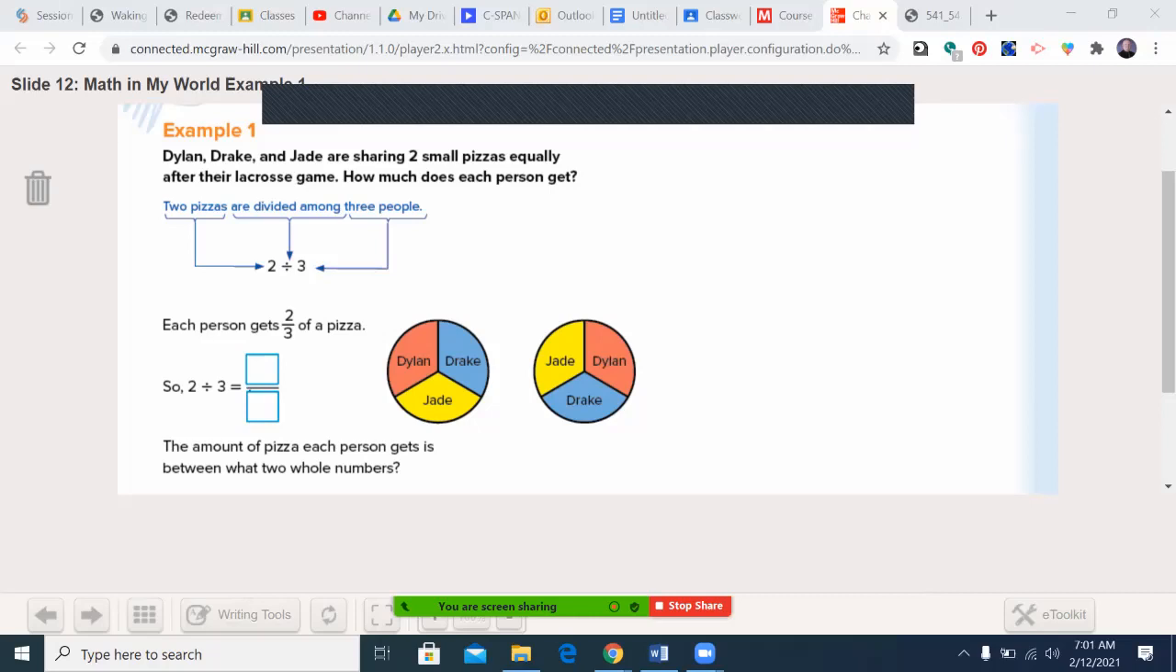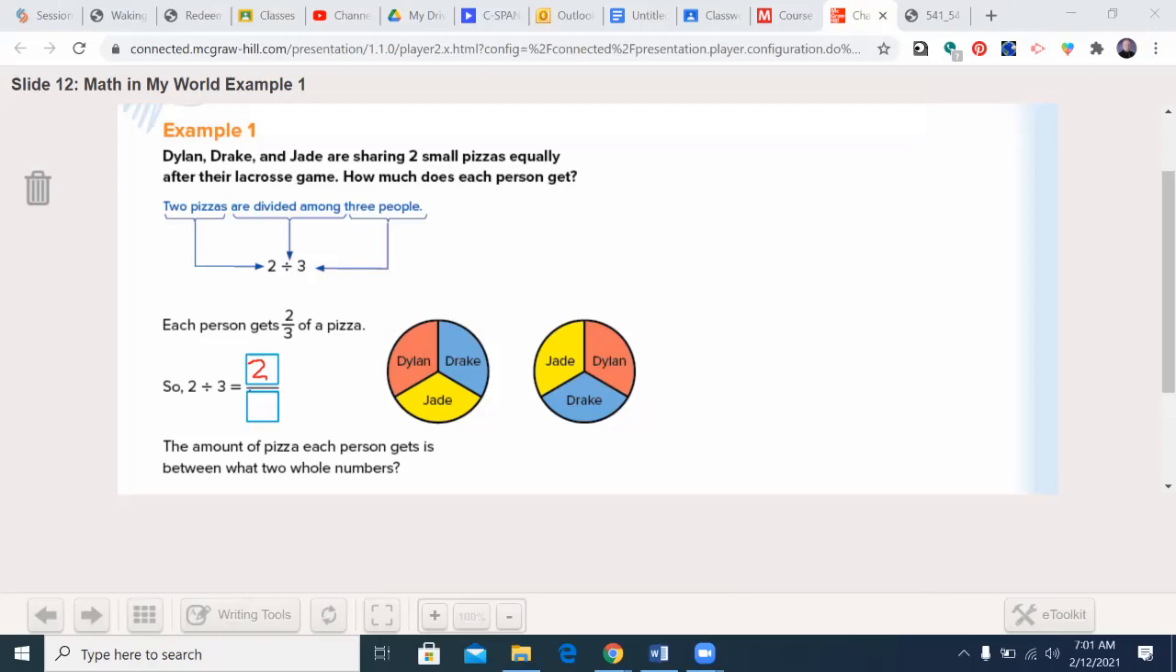So you can see Jade's portion here and portion there, Dylan's portion here and portion there, and Drake's portion here and portion there. So how many portions did each individual get? Well, 2. So fill in the 2 there. That's your numerator. That is your number of parts represented. And how many slices are in an individual pizza? Because it's talking about of a pizza, not of the pizzas. Well, you can count them: 3. So each person's getting 2/3 of a pizza.